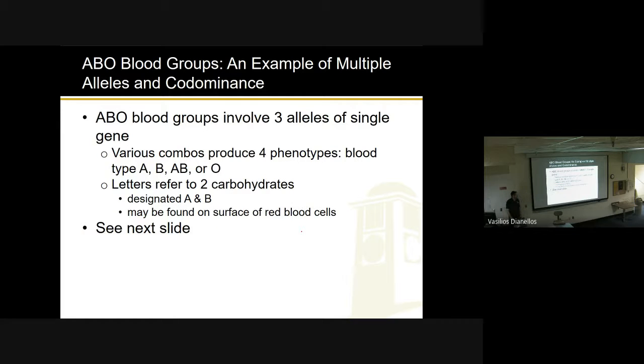ABO blood groups. I'm sure you guys have heard of this. How many of you guys know your blood type? Like, I'm O positive. Does anybody know what their blood type is? Doesn't matter. But here we go. Let's talk about what it means. I'm sure you've all heard of it. How many of you know what it means? I didn't.